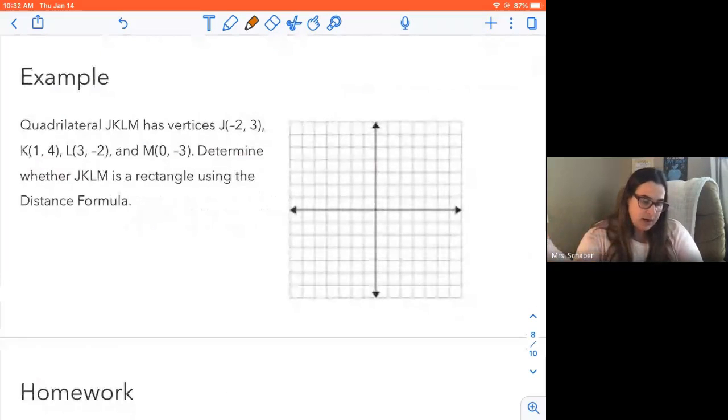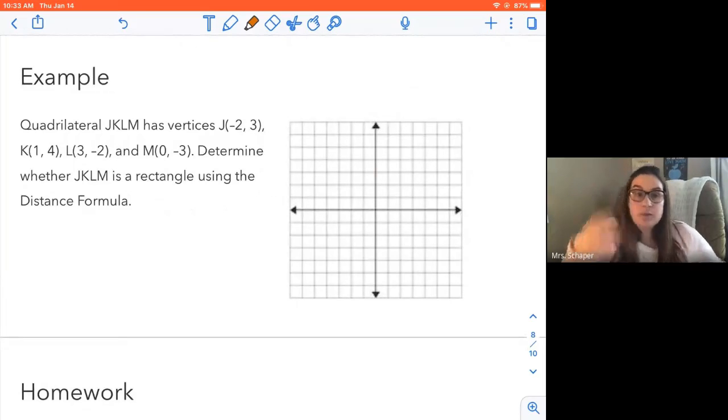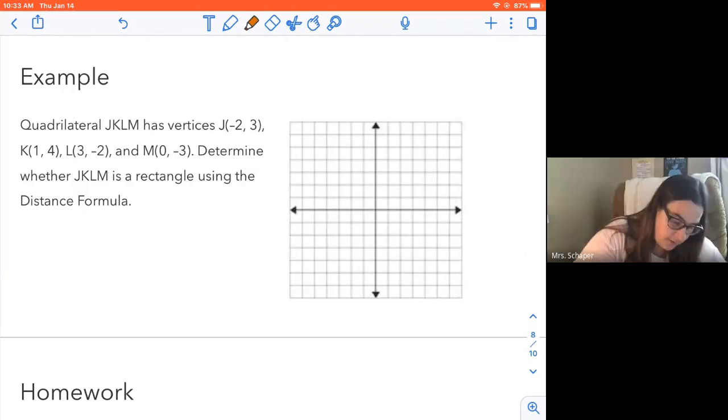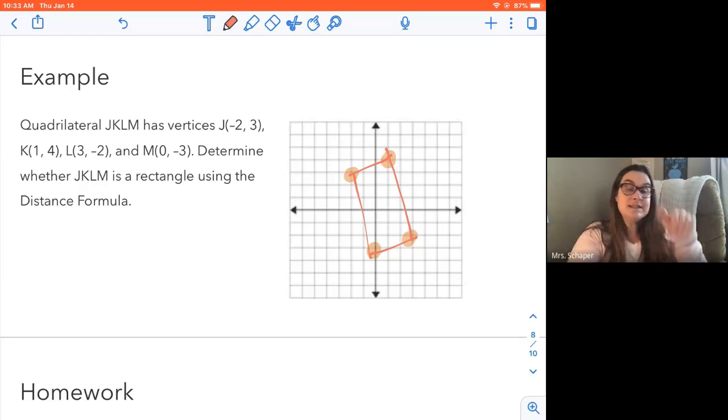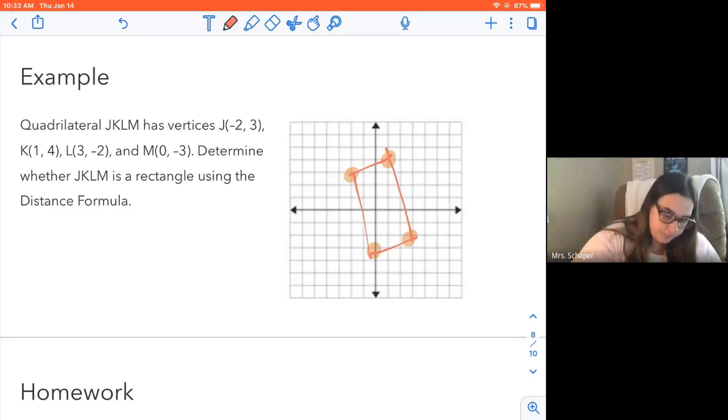So we have to determine whether it's a rectangle using the distance formula. Okay, so when I'm looking at this rectangle, I'm going to go ahead and plot out my points. So I have -2, 3. I have 1, 4. I have 3, -2. And I have 0, -3. Okay, so here's my rectangle. Now, instead of having to find the distance of all of the sides, we're going to use the distance formula to find the length of the diagonals.